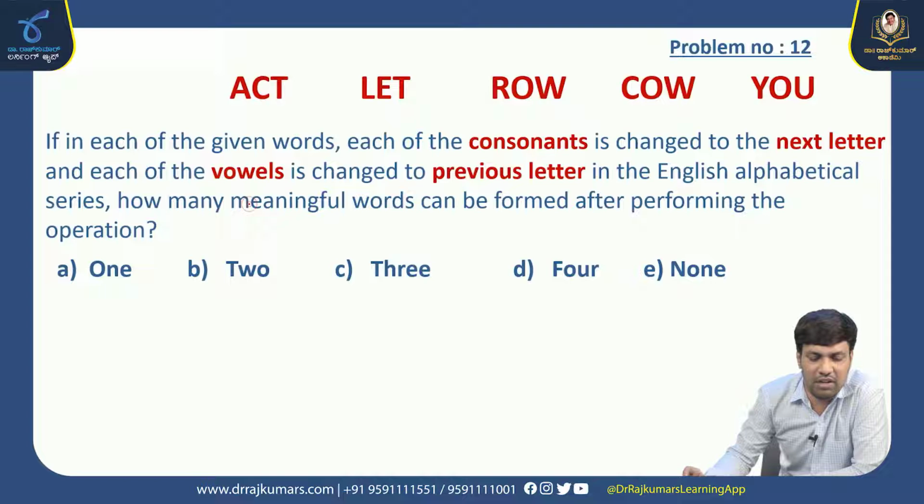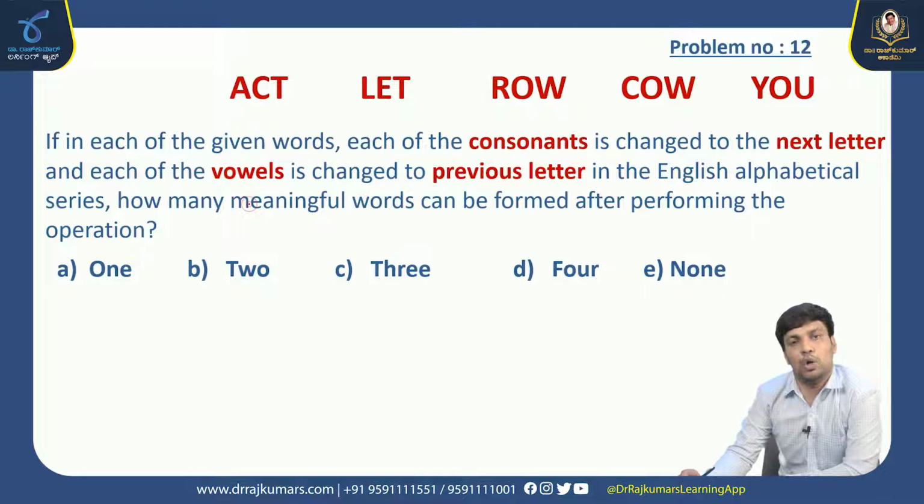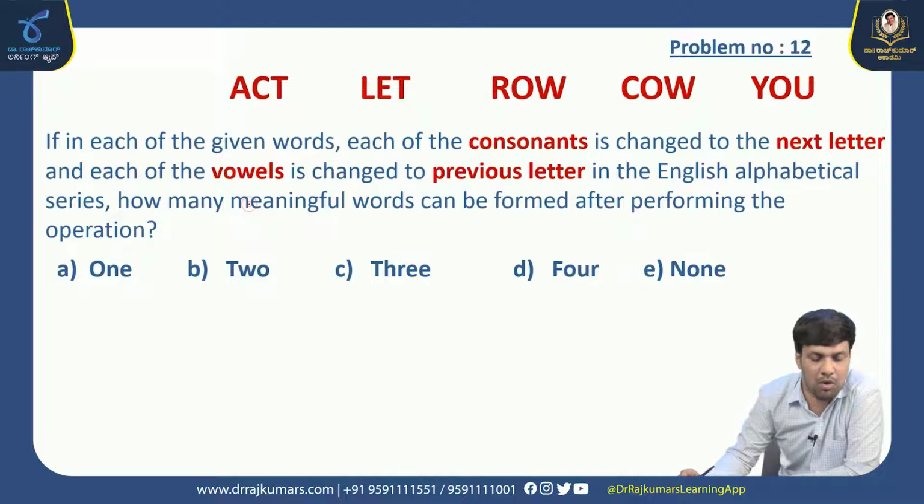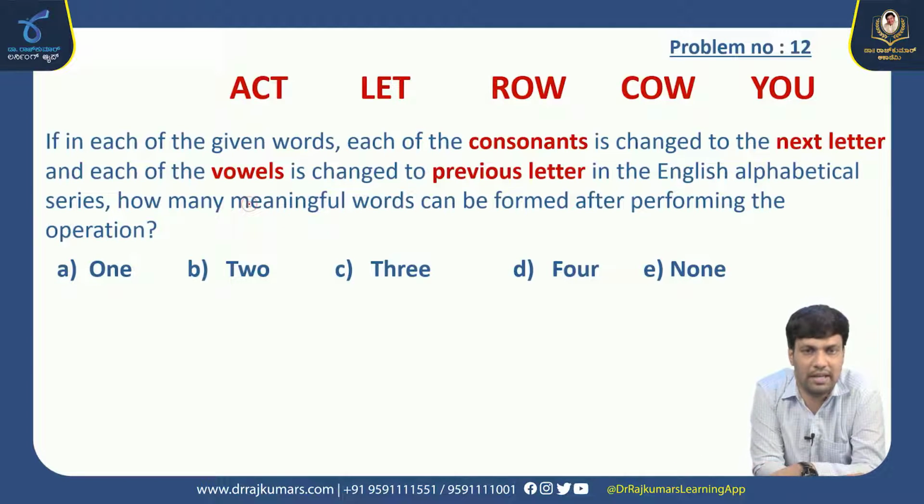If in each of the given words, each consonant is changed to the next letter and each vowel is changed to the previous letter in the English alphabet series, how many meaningful words can be formed after performing the following operation? The options followed here are 1, 2, 3, 4 and none. The condition to be performed here is, wherever you come across a consonant, you need to change it to the next letter, and wherever you come across a vowel, you need to change it to the previous letter.